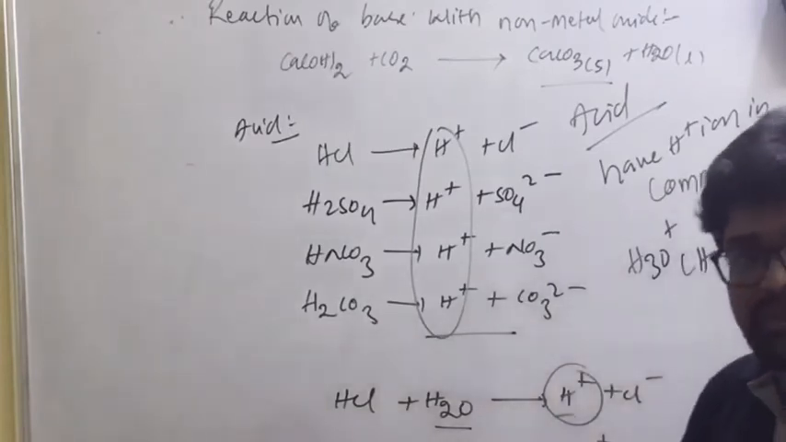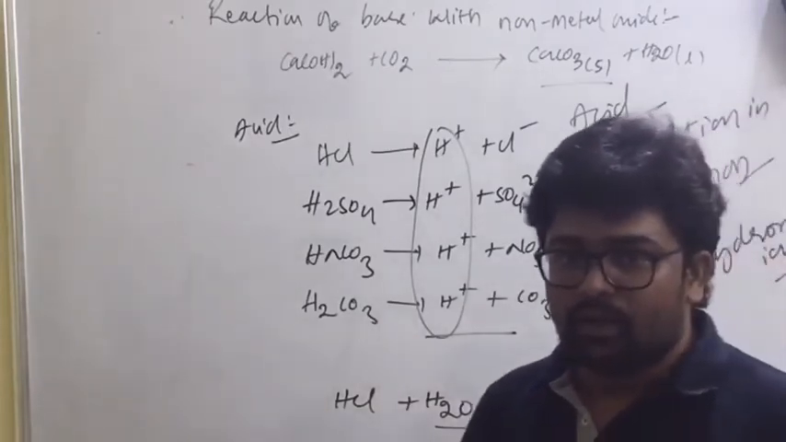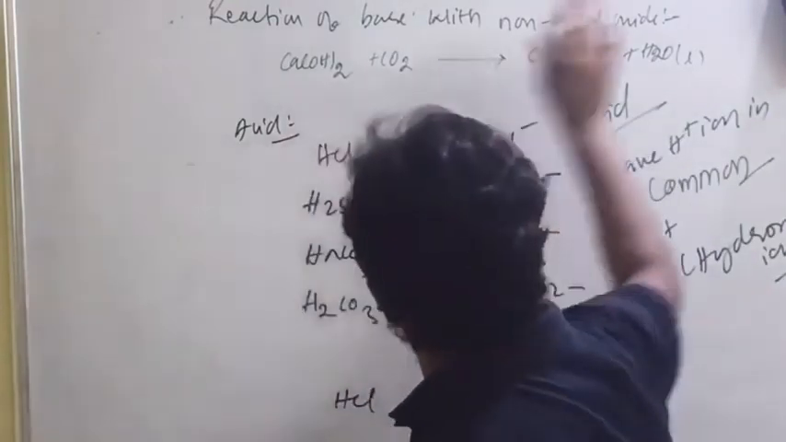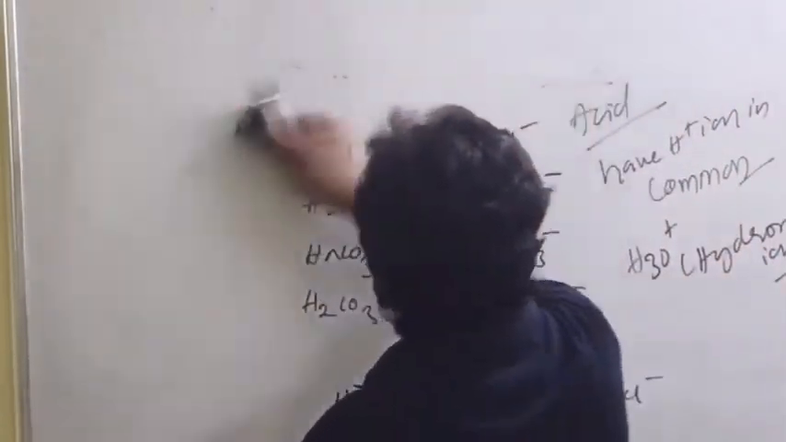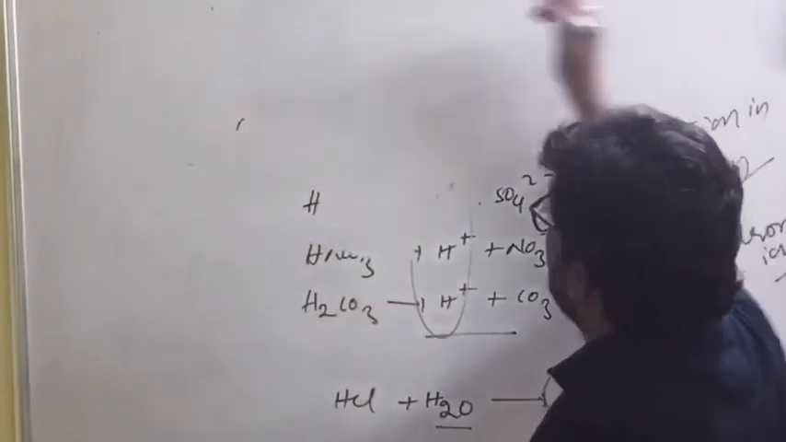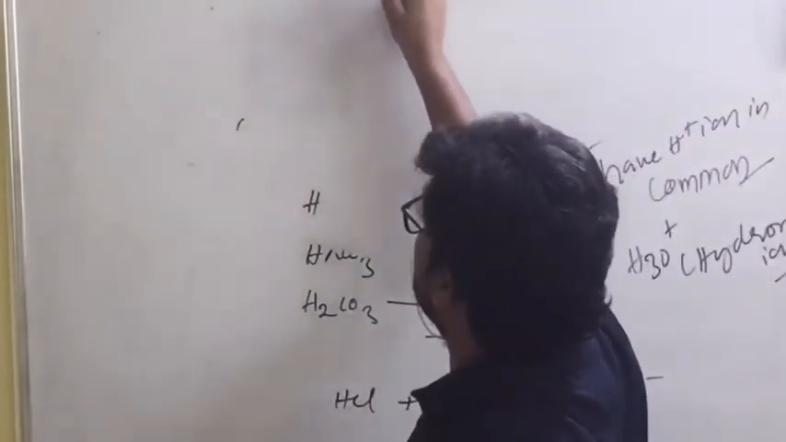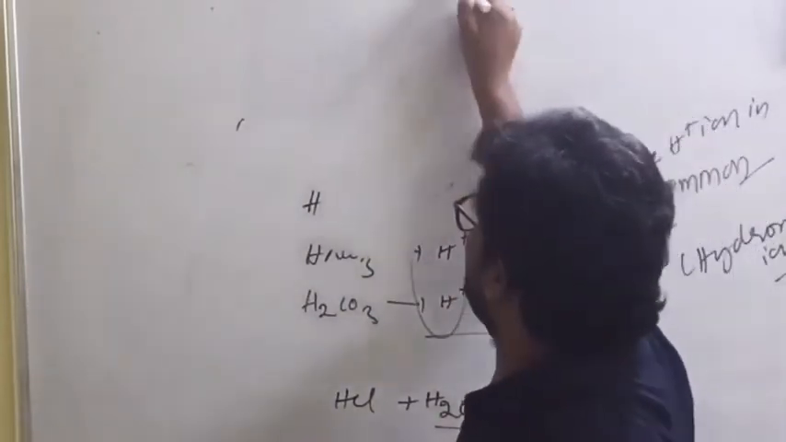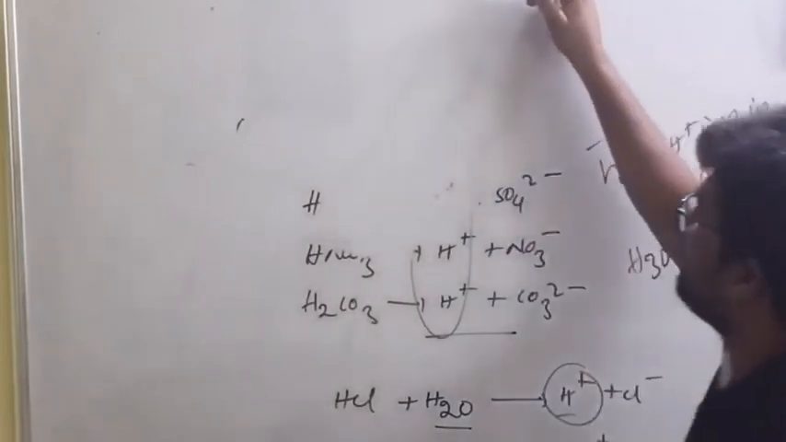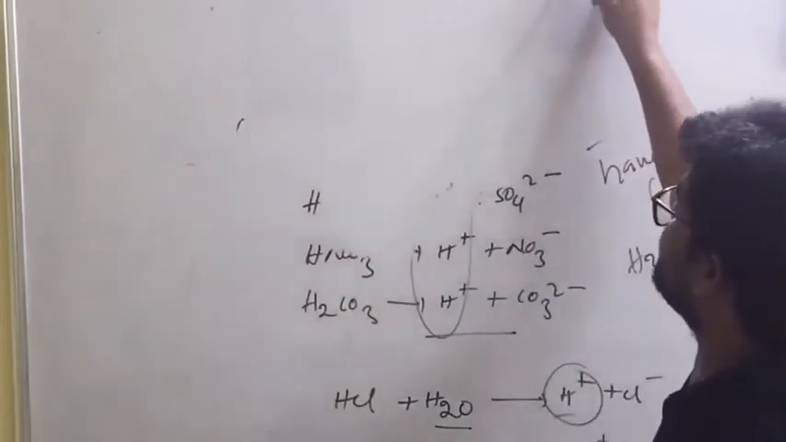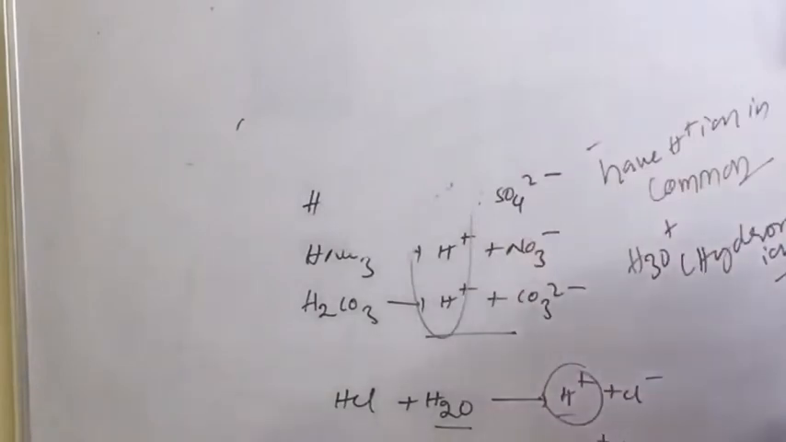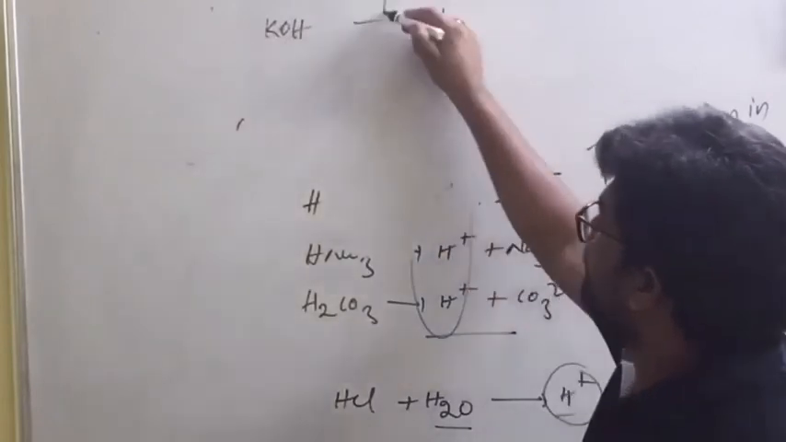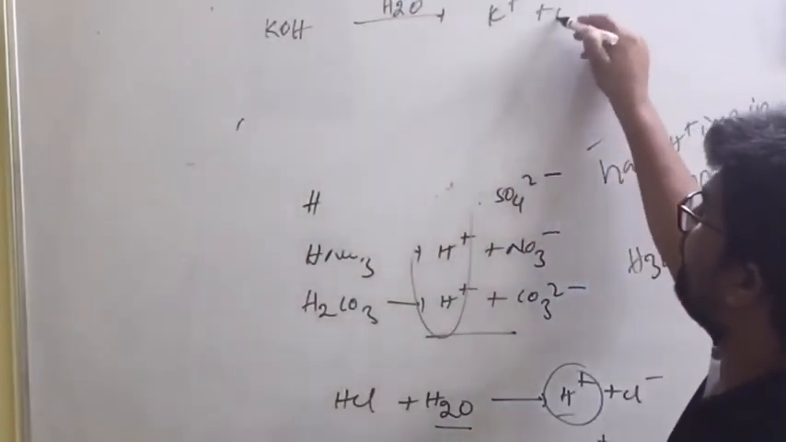Now if acids have H plus ions in common, what do bases have? What will happen when bases are dissolved in water? For example, I'll take a base, NaOH. When it is dissolved in water, what will happen? It releases Na plus and OH minus. It dissociates into Na plus and OH minus. KOH, in the presence of water, dissociates into K plus and OH minus.